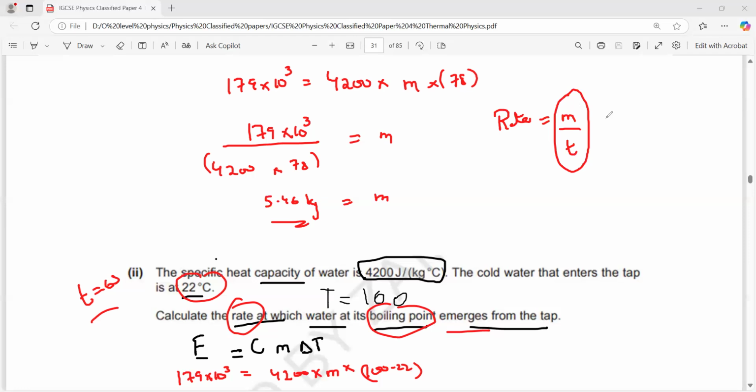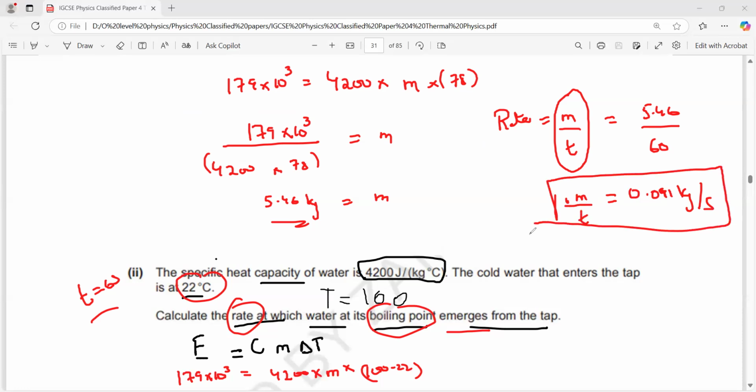So the rate of water, or mass of water coming out every second, will be mass over time. What is the mass? That is 5.46. And what is the time interval? It was 60. So 5.46 divided by 60. What's the answer? 5.46 divided by 60. So 0.091 kilogram per second means this much mass of water is coming out every second from the tap.